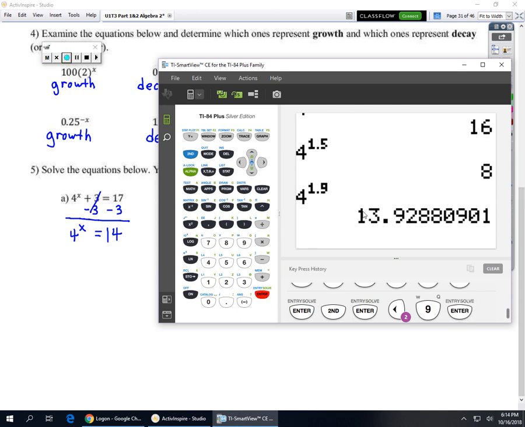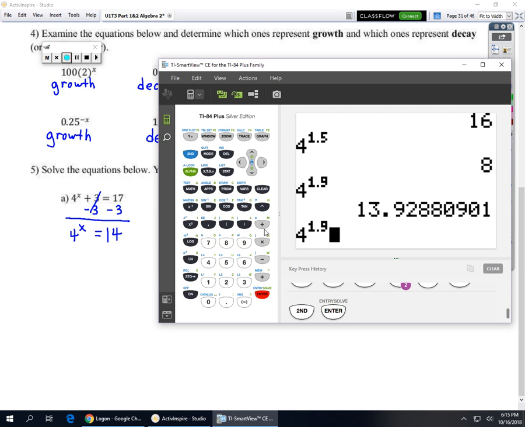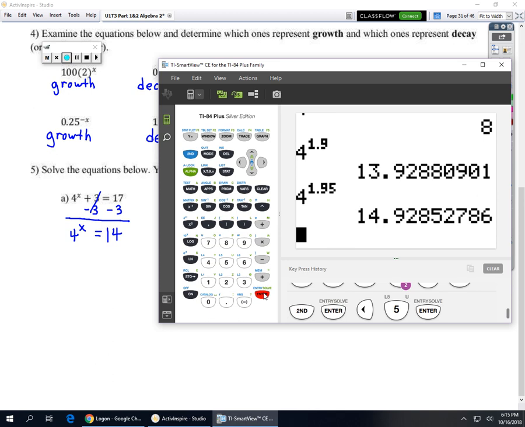1.9 is getting close. And remember, after 1.9 is 2. So it's going to be 1.9 something. So you're going to keep trying this. 1.95. Is 1.95 good? I want it to be equal to 14. 1.95 is too big, so let's decrease it.